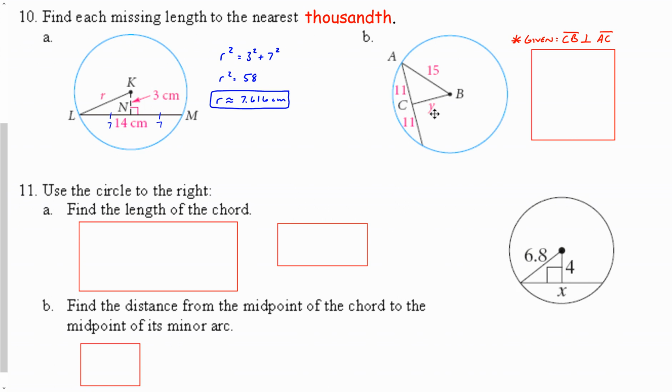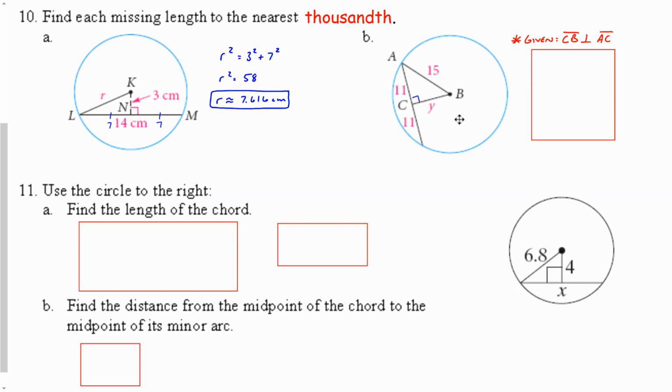Now in part B, there's some information that's supposed to be given to you, but it's missing, so I apologize for that. But now we're given that segment CB is perpendicular to segment AC. So we can go ahead and show that those two are perpendicular to each other. That will allow us to work a little bit more with the problem here.